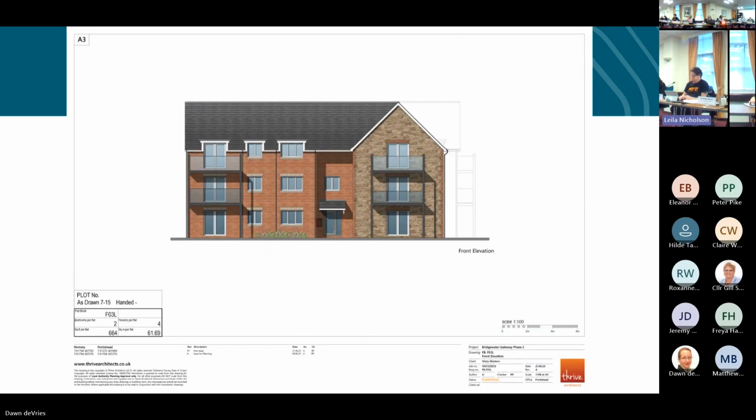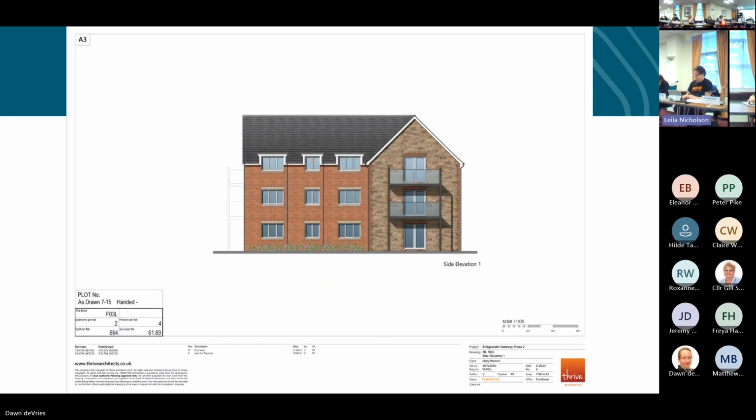Then just going through the building types. So this is the biggest building, the block of flats at the entrance. So I've got the two roadside facing ones. So that one there, front elevation, and then the side elevation is just on the corner.